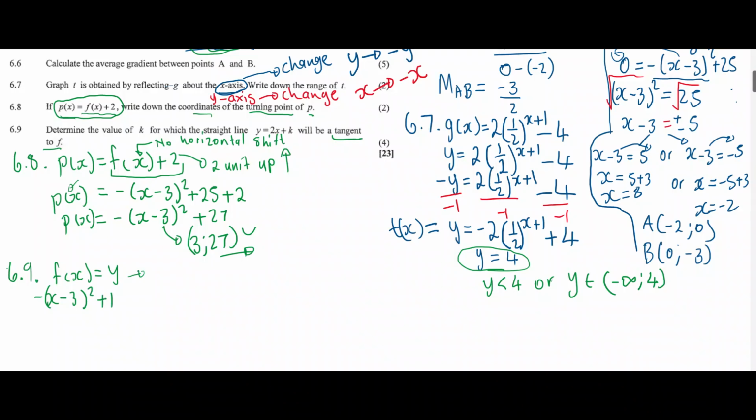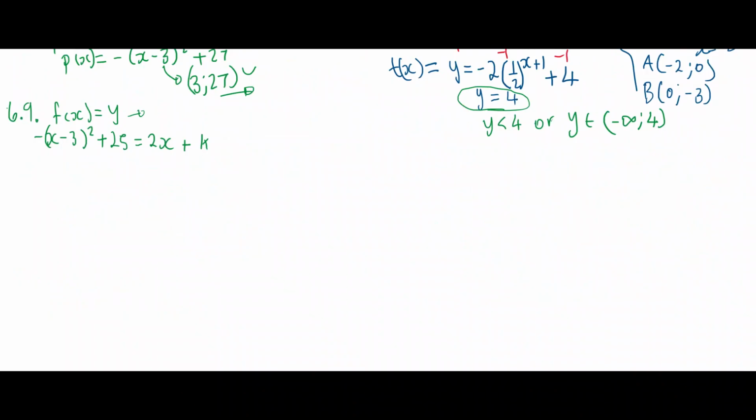So this is minus x minus 3 squared plus 25, and the y value is 2x plus k. Now we're going to solve this equation, so I think we will need your solving skills, guys. This is just going to be x squared minus 6x plus 9. I jumped a step. You would open two brackets, do the foiling, do all the necessary simplification and adding of like terms. You guys are going to do that, of course.